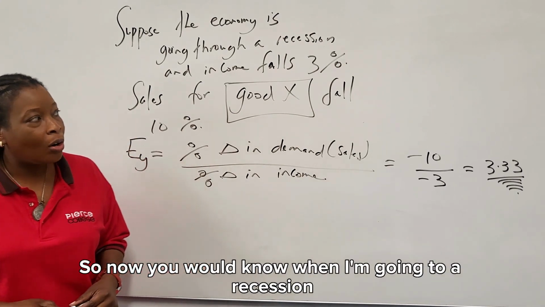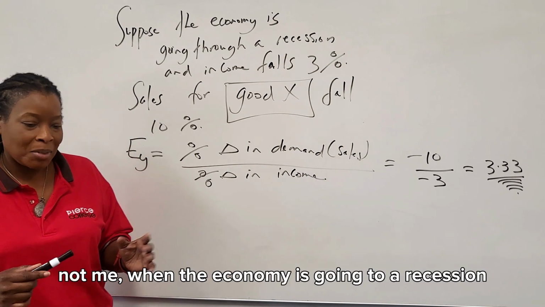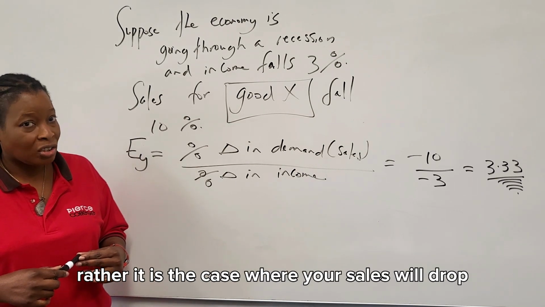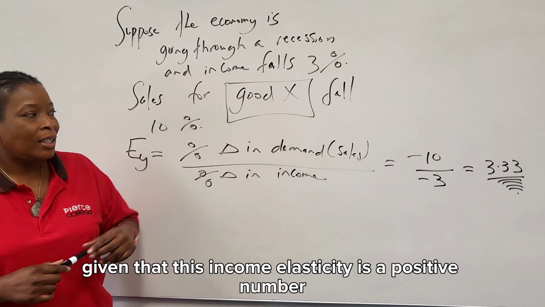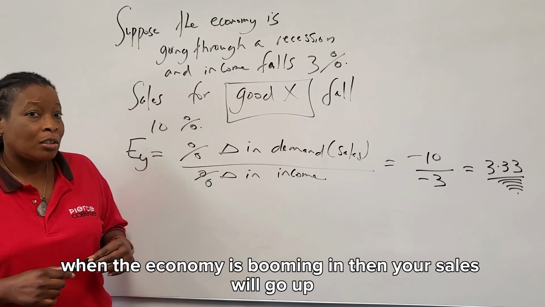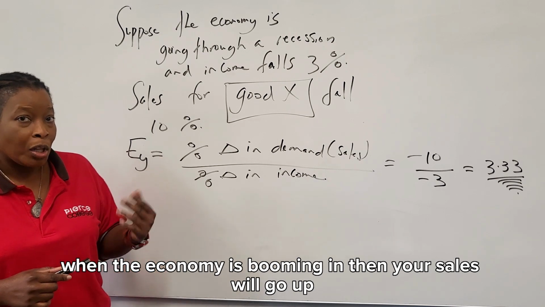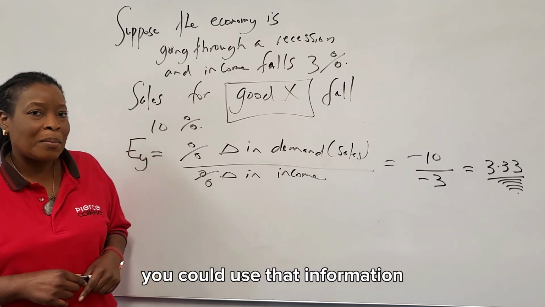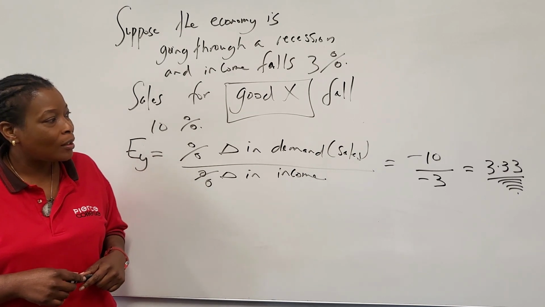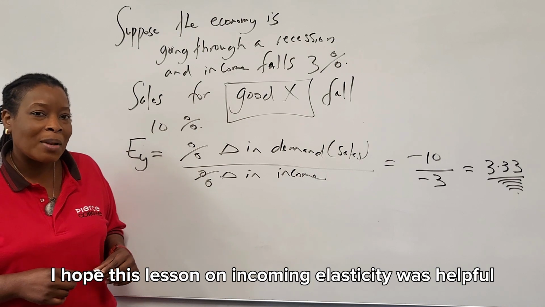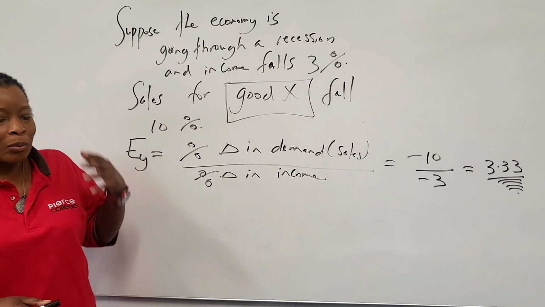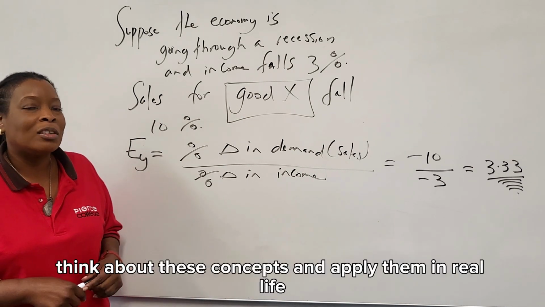So now you would know that when the economy is going into a recession, your sales will drop, given that this income elasticity is a positive number. When the economy is booming, then your sales will go up. You could use that information to make informed decisions about your appropriate next steps. I hope this lesson on income elasticity was helpful as I showed you on the board, and you think about these concepts and apply them in real life.